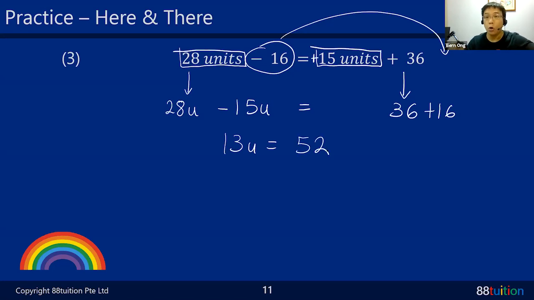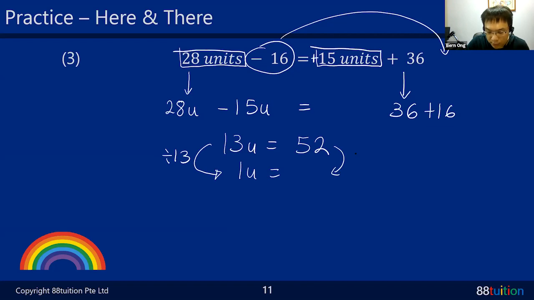Okay, so you always look for 1 unit. So 1 unit is equal to what? 13 units is 52. What is 1 unit? Just easy. Divide by what? Divide by 13. So 13, how to get to 1? You need to divide by itself. 13 divided by 13 is a 1.